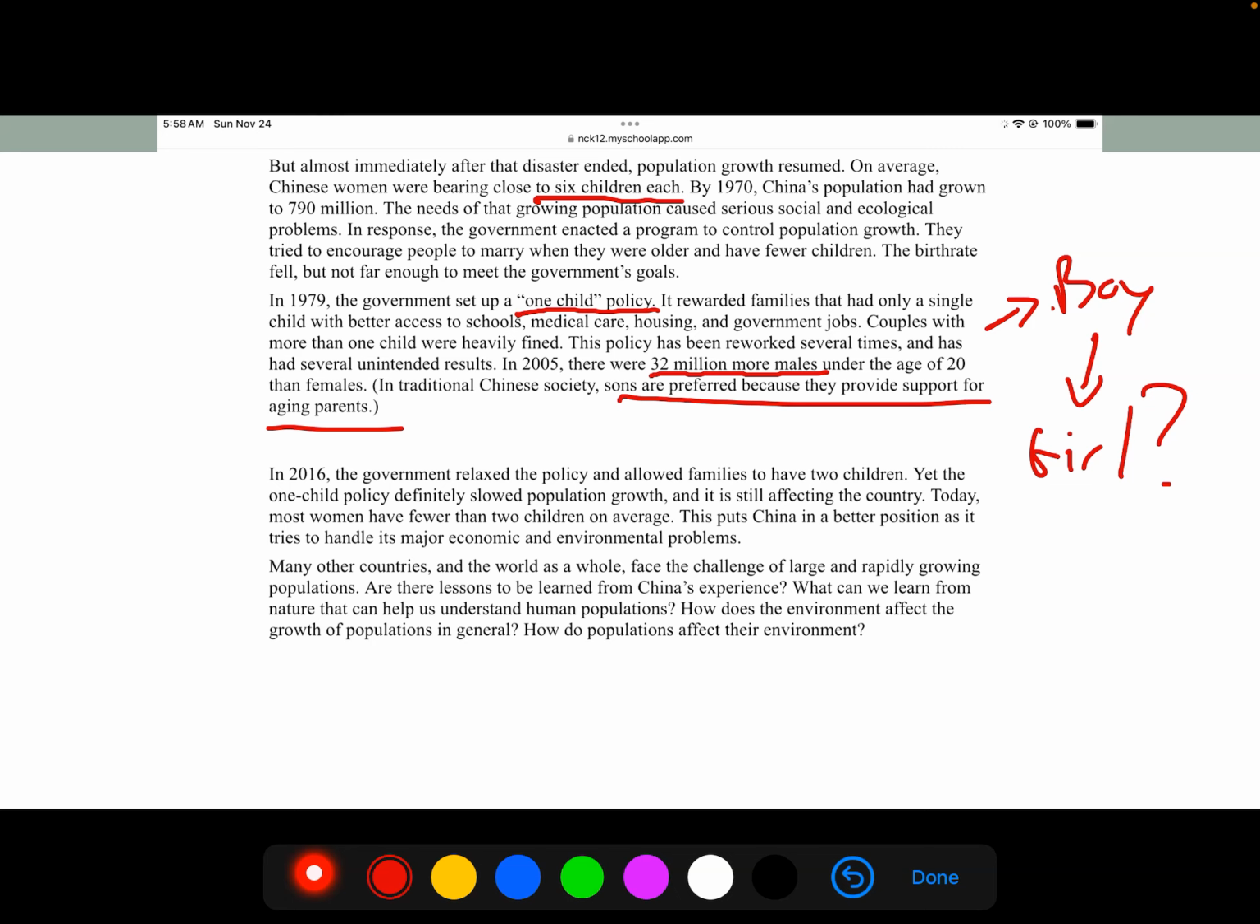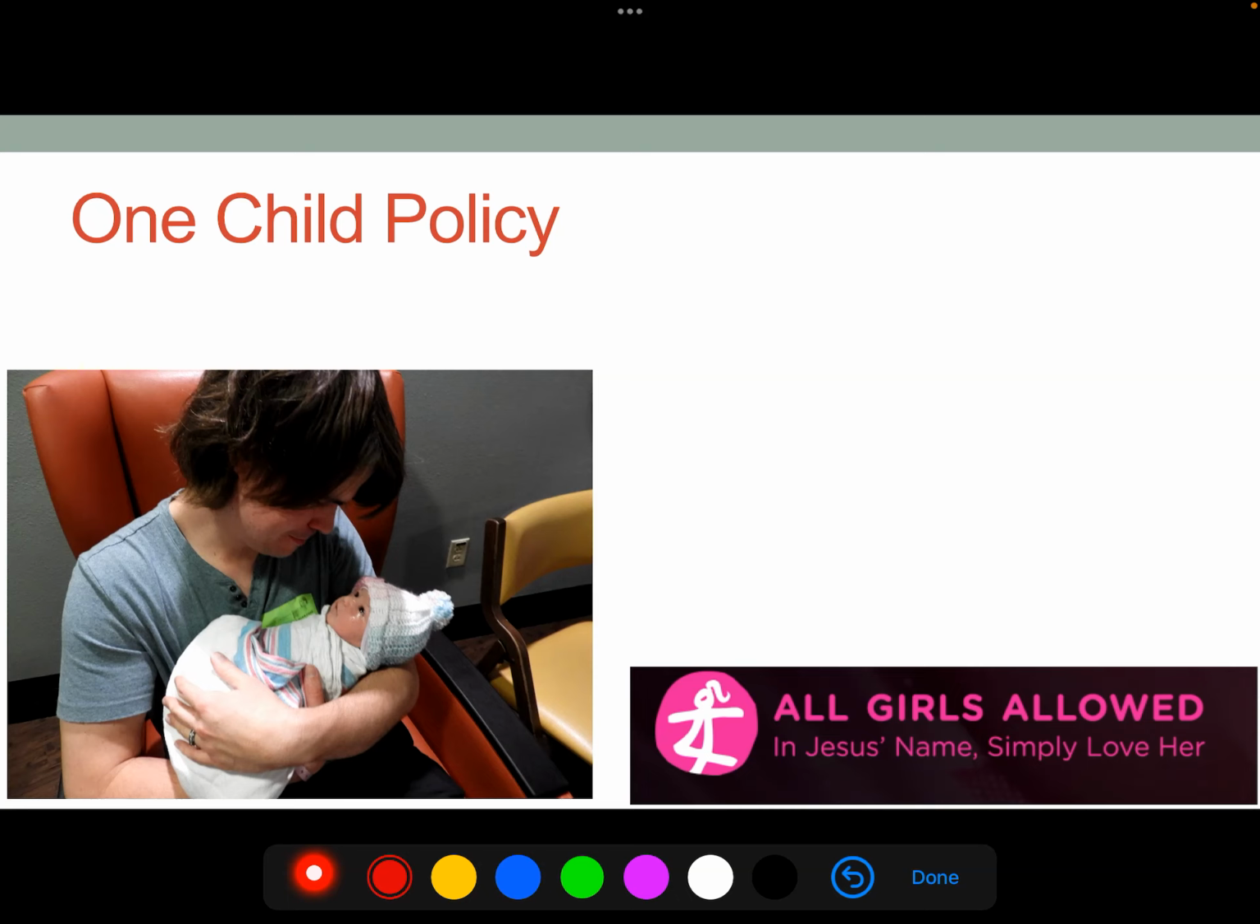Many other countries and the world as a whole face the challenge of a large and rapidly growing population. Are there lessons to be learned from China? What can we learn from nature that can help us understand human populations? How does the environment affect the growth of populations and how do populations affect the environment? These are just some of the questions that we'll try to answer in the coming slides. But let's start off with the one-child policy.